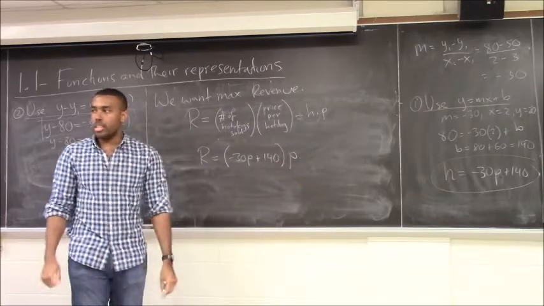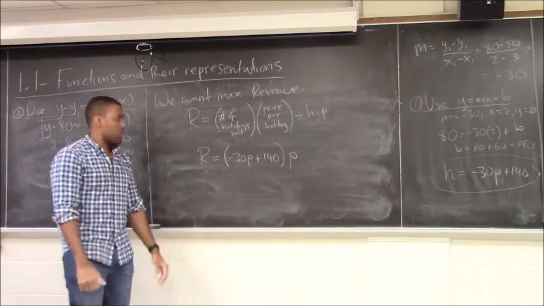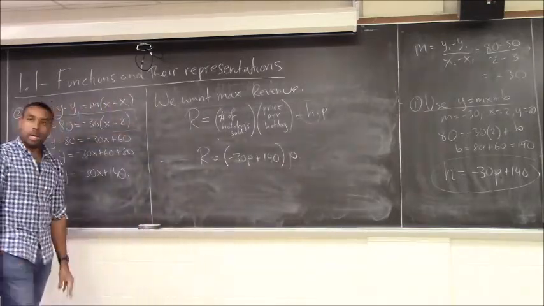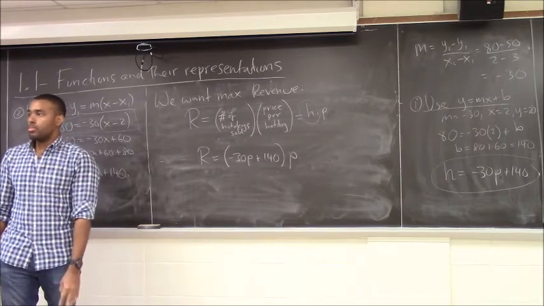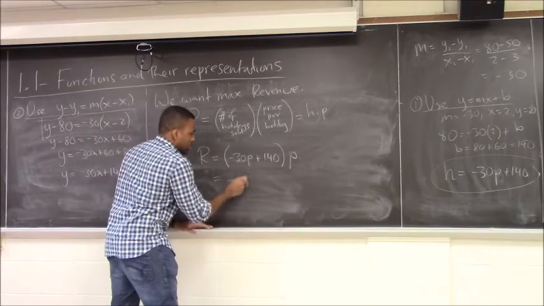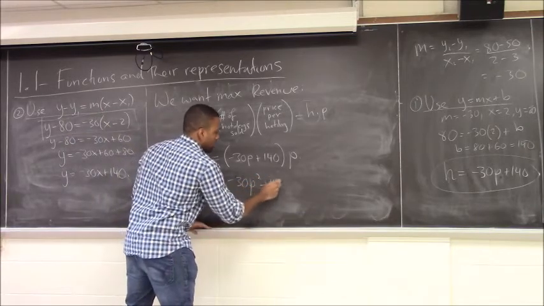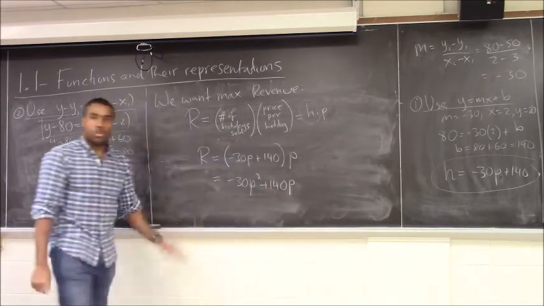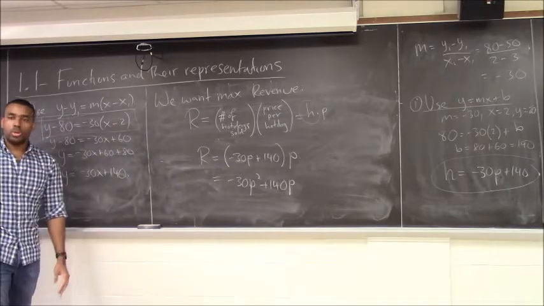What kind of function is that? Quadratic. It's a quadratic function. How do I know it's quadratic? Because when you distribute your p, I get minus 30p squared plus 140p. And that has a form of a quadratic, right? Ax squared plus bx plus c.